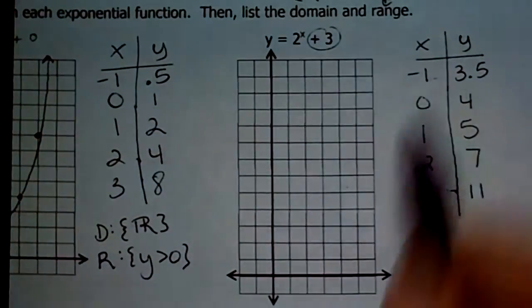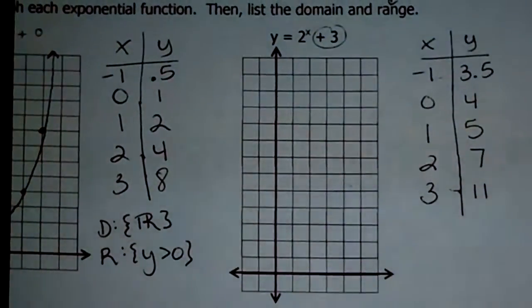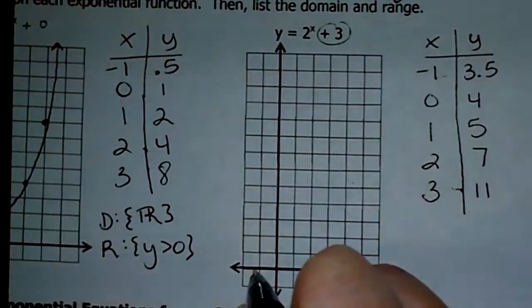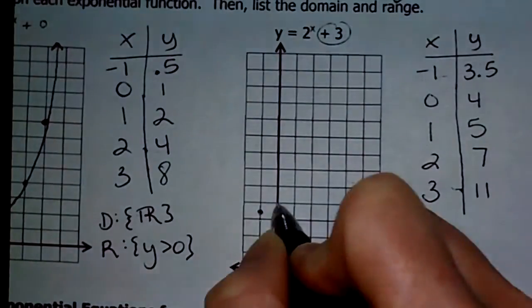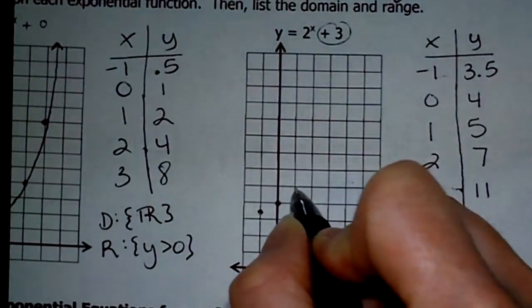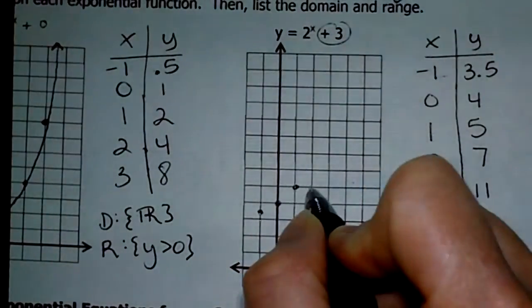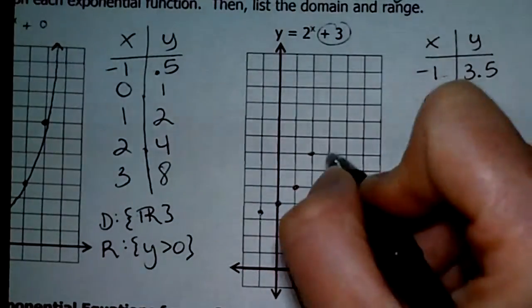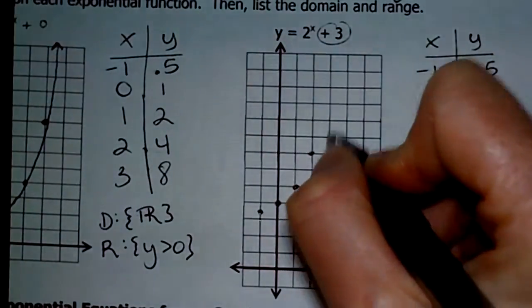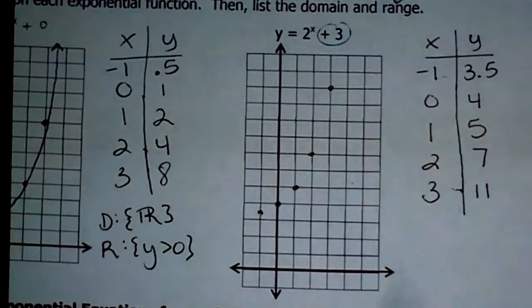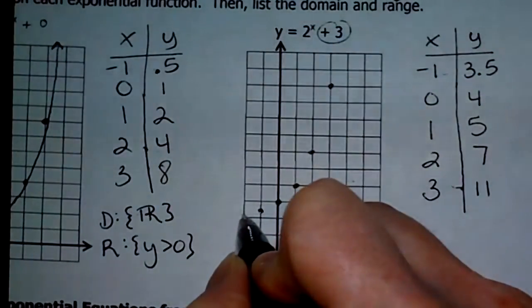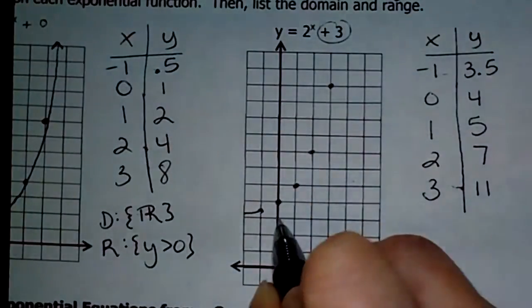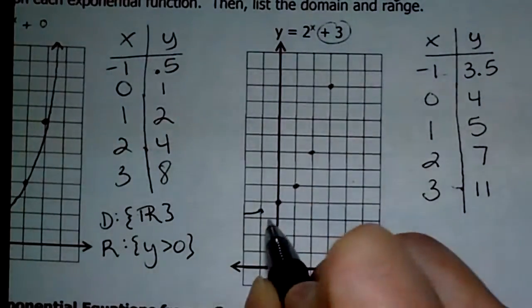Okay, so let's plot these values. When x is -1, y is 3.5. When x is 0, y is 4. When x is 1, y is 5. When x is 2, y is 7. When x is 3, y is 11. Okay, again, we see that this 3 is being added. This line can get super duper close to 3 on the y-axis, but it's never going to touch it.